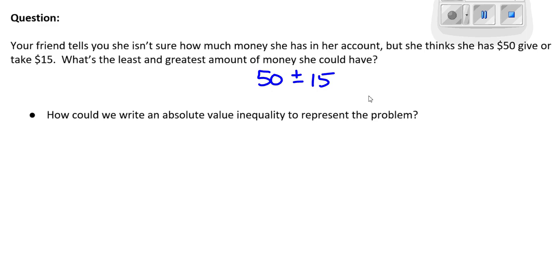So how would we represent this with an inequality? Okay, this is the question. Or how would I represent this with absolute value specifically? Okay, so here's what I was kind of thinking. All right, if I let x represent the amount of money she has, it really is this formula here, right? She has a little bit more than 50, a little bit less than 50.